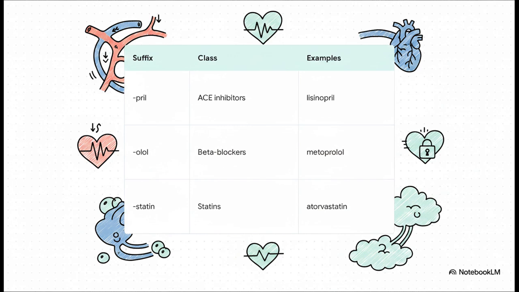These suffixes act as highly visual cheat codes, particularly for cardiovascular medications. See the ending -PRIL? That immediately tells you it's an ACE inhibitor, like lisinopril or enalapril. Spot an -OLOL? That's a beta blocker, like metoprolol. And of course, -STATIN gives away the statins. If you see a generic name you don't instantly recognize on the test, checking its suffix is absolutely your best strategy for narrowing down the answer.